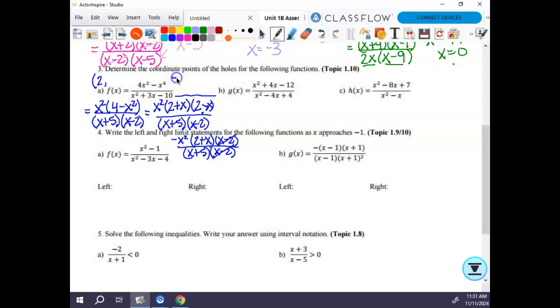So this is negative 2 squared times 2 plus 2 over 2 plus 5. So 2 squared is 4, times 4 is 16. You make that negative, so that is negative 16 over 7.